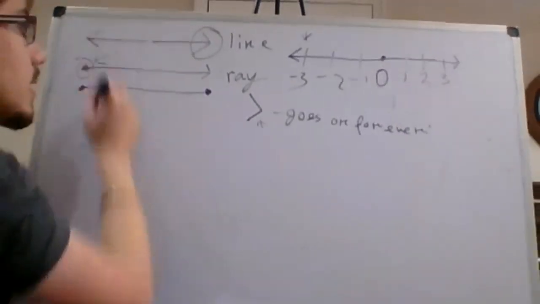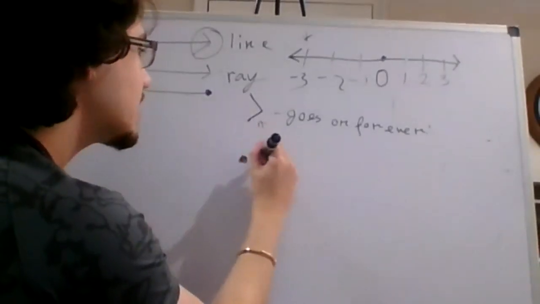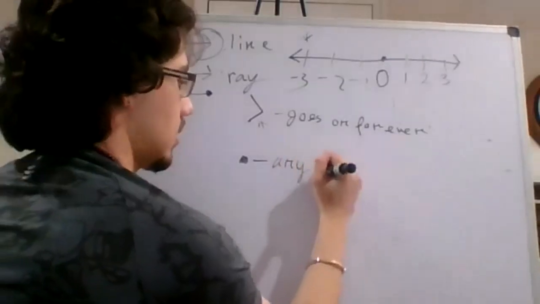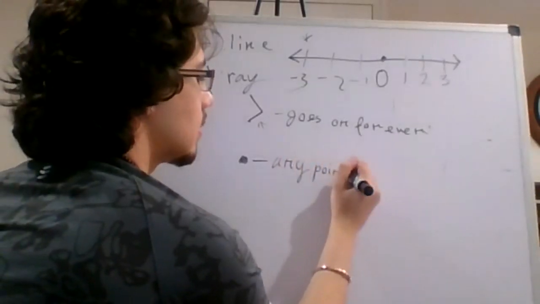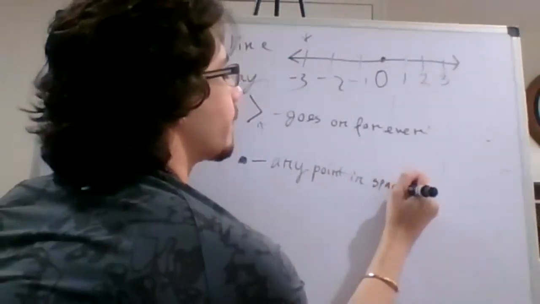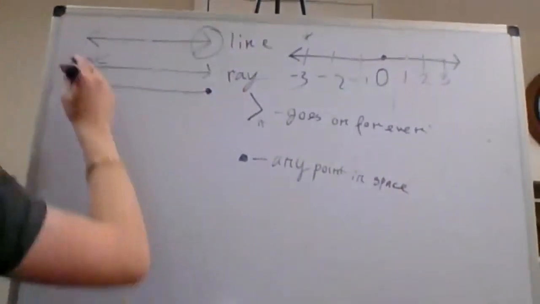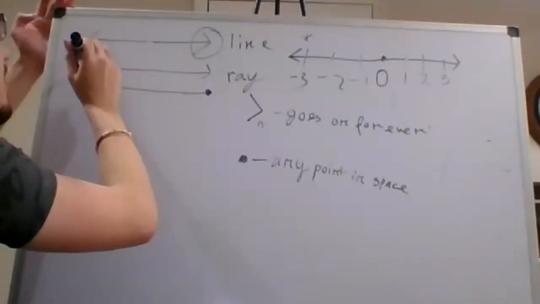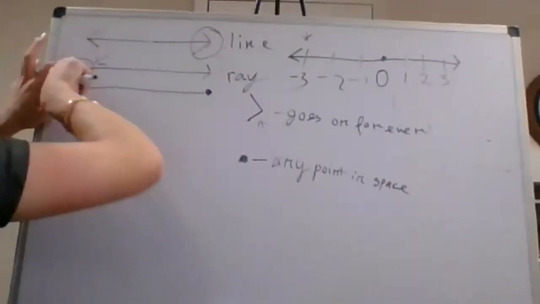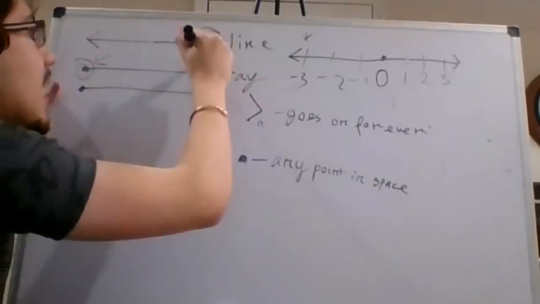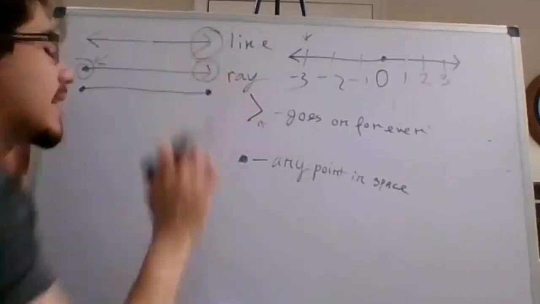This point is important because a point means any point in space. So this is a specific value, and what it's saying is that this is the beginning of the ray, and the ray points in a direction, and that's why there is a line here.